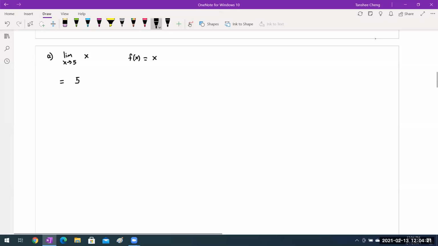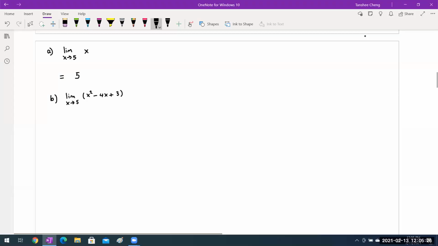Let's take a look at example B. Example B is the limit as x approaches 5 of x squared minus 4x plus 3. In this case, our function is x squared minus 4x plus 3. That's how we can look at it. This is a polynomial function.